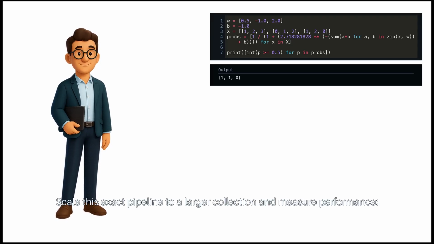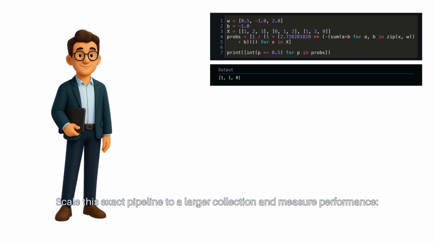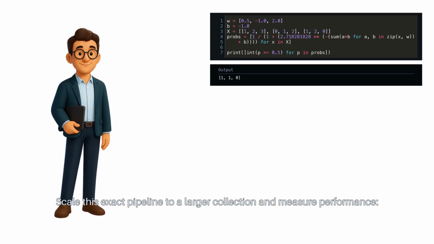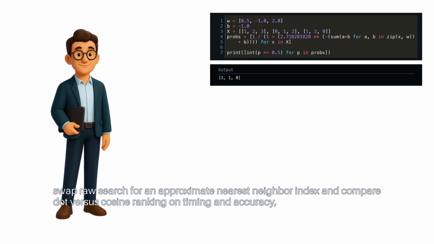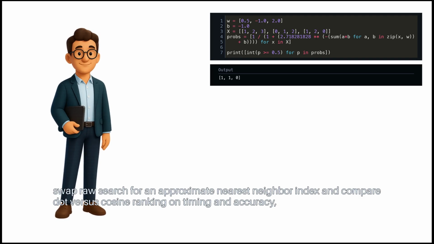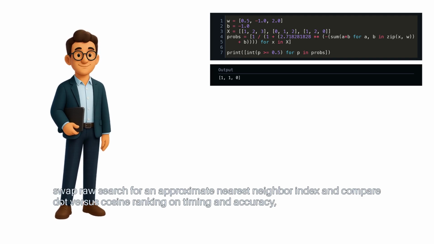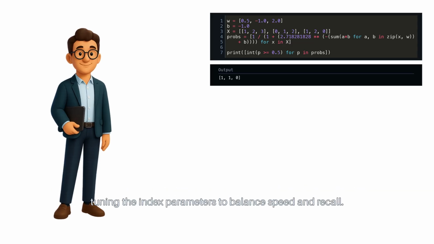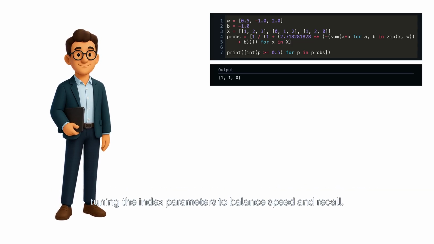Next step, scale this exact pipeline to a larger collection and measure performance. Swap raw search for an approximate nearest neighbor index and compare dot versus cosine ranking on timing and accuracy. Tune the index parameters to balance speed and recall.